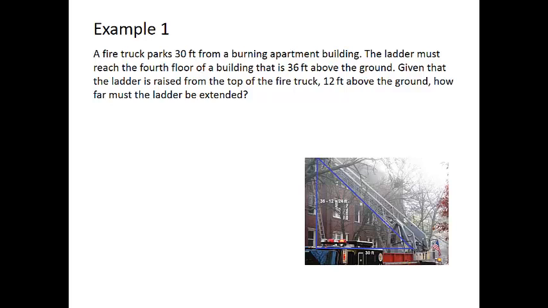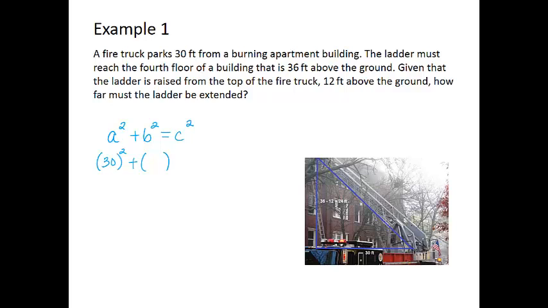And so we have to understand here that the fire truck, building, and ladder make a right triangle. And so we're going to use the Pythagorean theorem, which is a squared plus b squared equals c squared. Our legs are the distance from the building and the height up the building that the ladder needs to reach. We are told that the distance from the building is 30 feet, so we'll let a be 30. a and b are interchangeable.